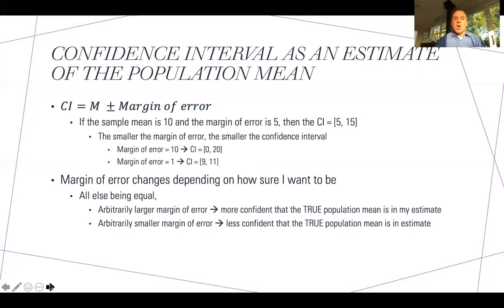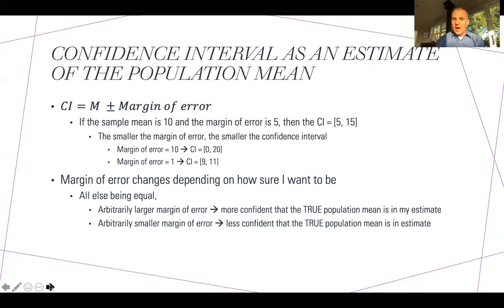Now note that the smaller the margin of error, the smaller the confidence interval, right? If I had said a margin of error of 10 instead of 5, then my confidence interval goes from 0 to 20, right? 10 minus 10 is 0, 10 plus 10 is 20. On the other hand, if I went in the other direction, I said I want a very small margin of error, I could say, okay, the margin of error is 1 then. And now my confidence interval goes from 9 to 11.